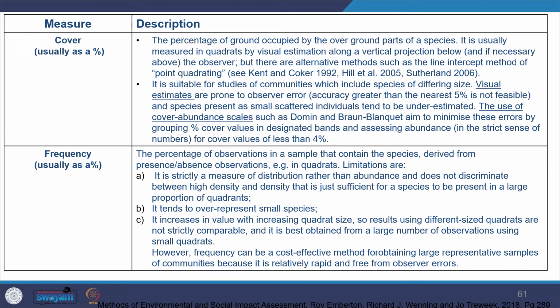With the cover method you can study communities, and visual estimation is done here, but the limitation of visual estimation is that one can make errors, and there can be a lack of accuracy in this. But there are other methods to take care of the errors. There are cover abundance scales, which can be used for minimizing the error.